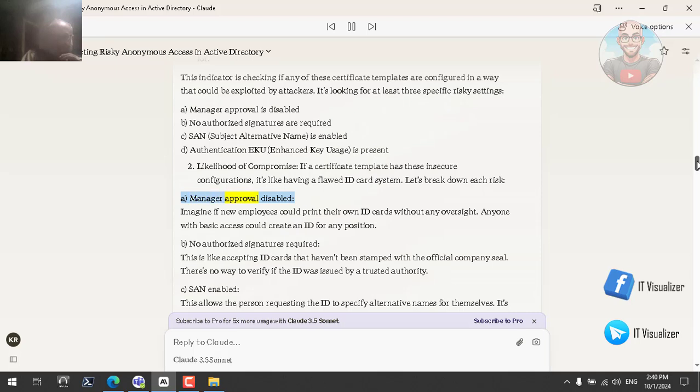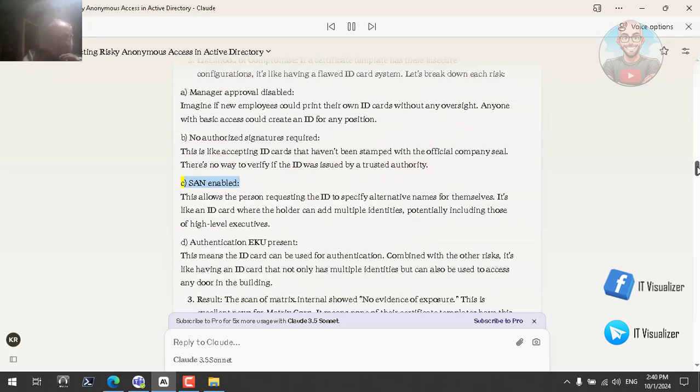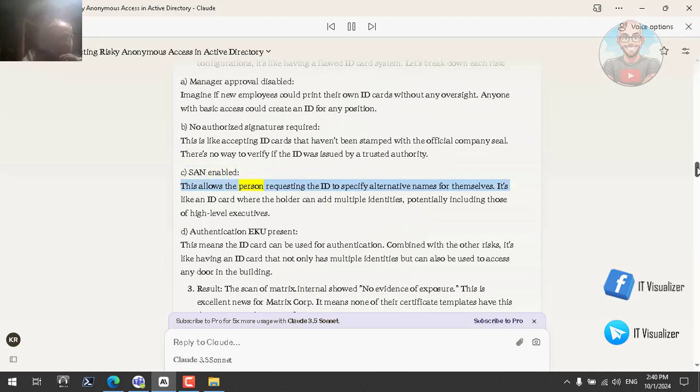A. Manager approval disabled. Imagine if new employees could print their own ID cards without any oversight. Anyone with basic access could create an ID for any position. B. No authorized signatures required. This is like accepting ID cards that haven't been stamped with the official company seal. There's no way to verify if the ID was issued by a trusted authority. C. SAN enabled. This allows the person requesting the ID to specify alternative names for themselves. It's like an ID card where the holder can add multiple identities, potentially including those of high-level executives.